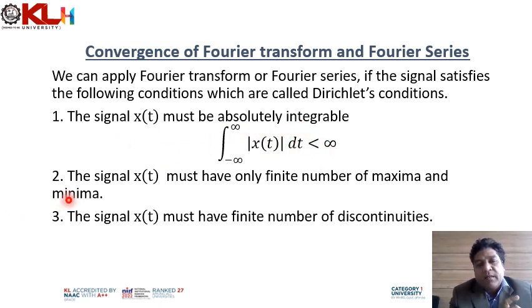Now the second condition is that the signal x of t must have only a finite number of maxima and minima. And the third condition is the signal x of t should have a finite number of discontinuities. These three conditions are called Dirichlet conditions. If these conditions are satisfied by the signal x of t, then we can apply either Fourier transform or Fourier series.